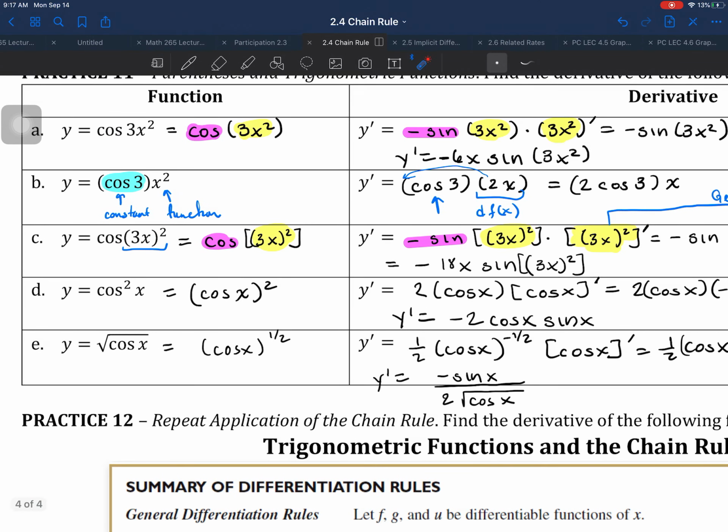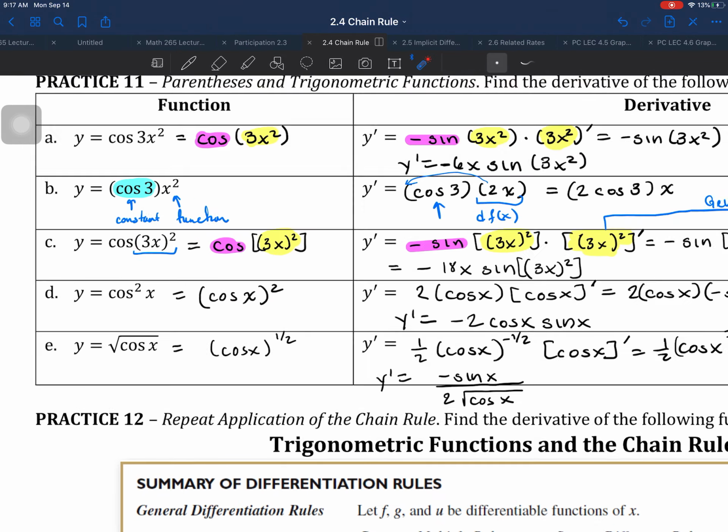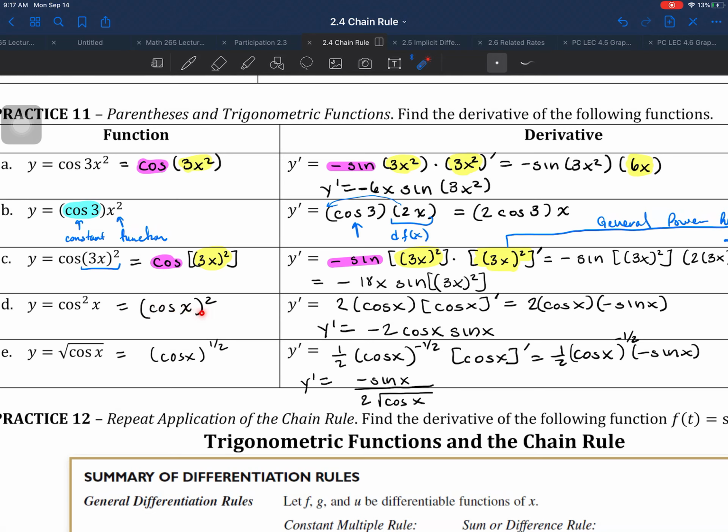So here we have another example where we have a cosine squared of x. Now I remind you guys the notation, what this means, right? It's a special notation that we have. This means that the whole cosine is being squared. So that's how you want to visualize it. When you're taking the derivative of this, we're going to have to use chain rule because we have the cosine. Now in this example, the cosine is the inside. So we're going to be using here the general power rule. So that means first deal with the power.